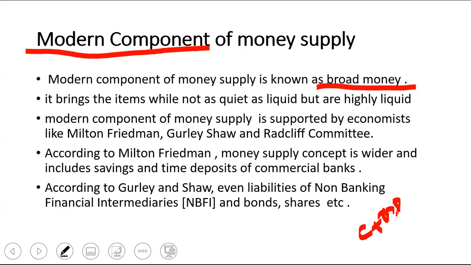That's all right. Modern component of money supply is supported by Milton Friedman, you know that Nobel Prize winner, Gurley and Shaw, and Radcliffe Committee. Modern component is supported by three groups of economists. One group is Milton Friedman, who belongs to the Chicago School of Economics, who has won the Nobel Prize.